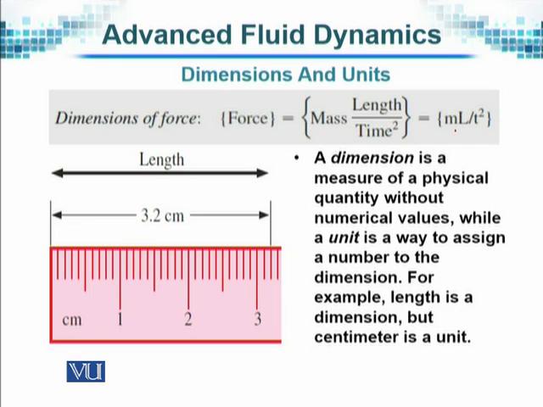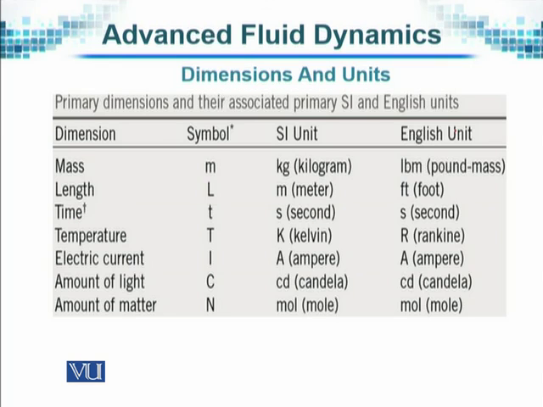So dimension is a measure of a physical quantity without the numerical value attached to it, while the unit is a way to assign a number to that dimension. For example, length is a dimension, but centimeter is a unit. A meter is a unit. Second is a unit, and so on. The primary dimensions and their associated primary SI and English units are as under.